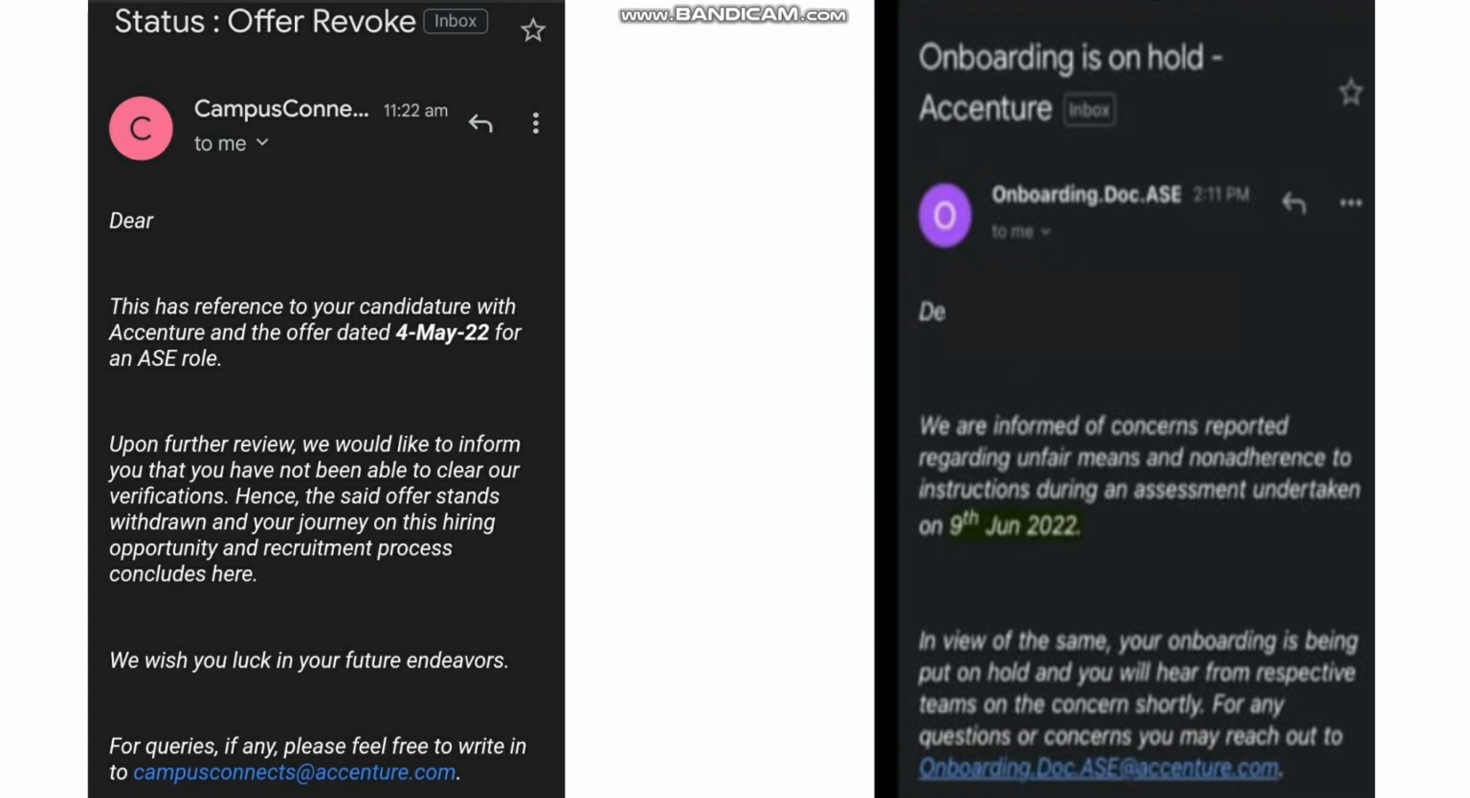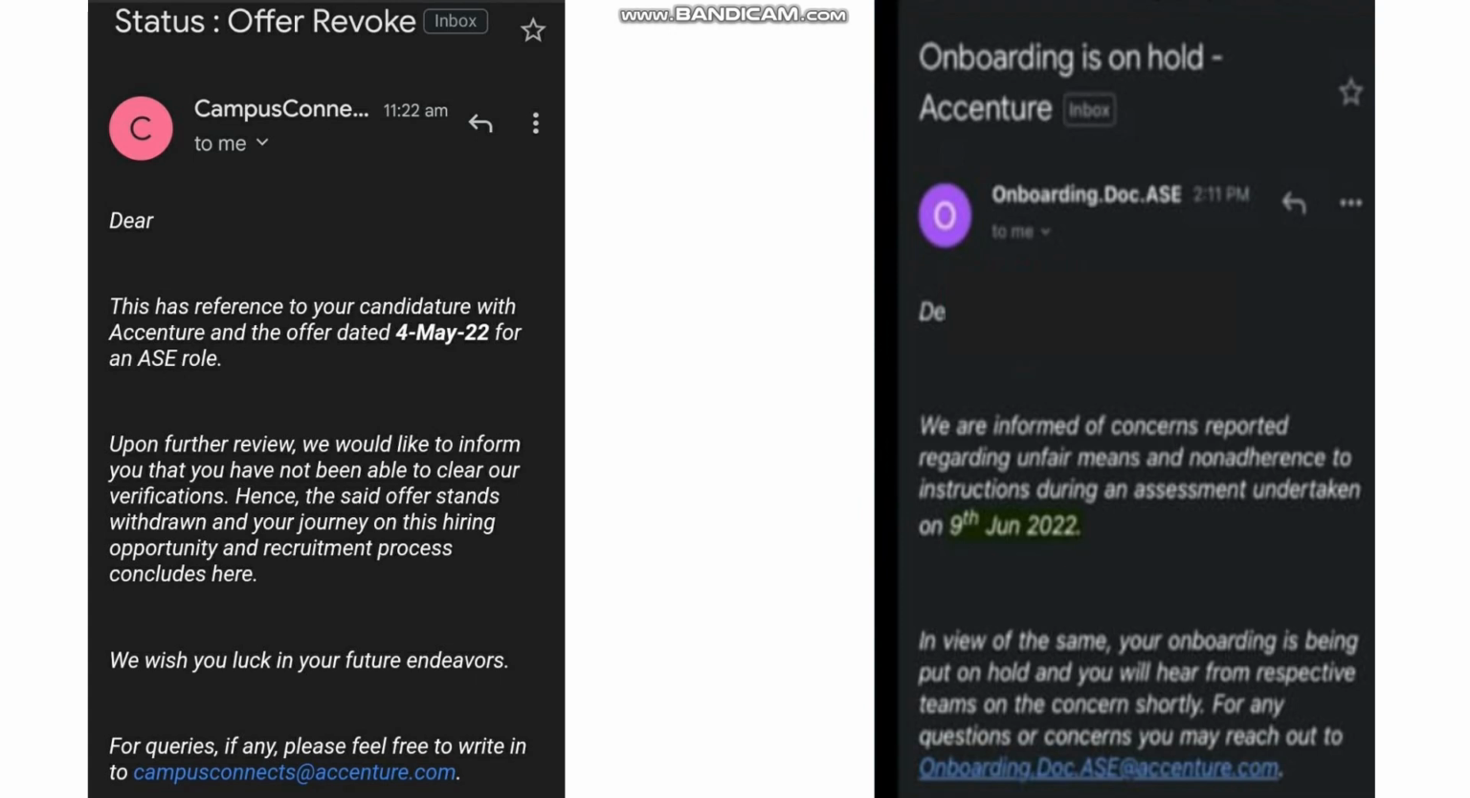A very important thing: they have given the date of the offer letter, that is 4th May 2022. So this is for 2022 batch students who are getting hired now. This candidate had onboarding on 19th September 2022, and before that, he received this mail. So why have they sent this mail?